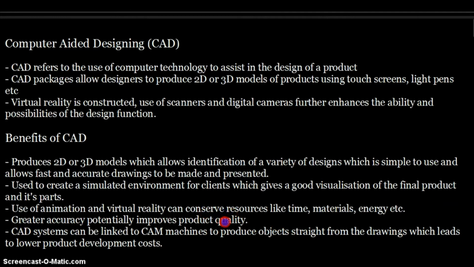There's greater accuracy potentially. Greater accuracy potentially improves product quality. So, since the product is made more accurately, that means that the product quality might also potentially improve. Now, CAD systems can also be linked to computer-aided manufacturing machines to produce objects straight from the drawings, which leads to lower product development costs. So, the design that you have made as a 2D or 3D model, you can just link that to a computer-aided manufacturing system, and it will directly start producing that particular product. Now, overall, it will lower the product development costs, but of course, installing and setting up these machineries is costly, which we're going to talk about now.